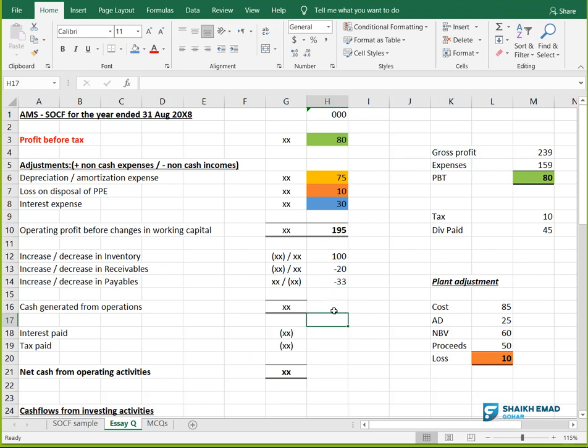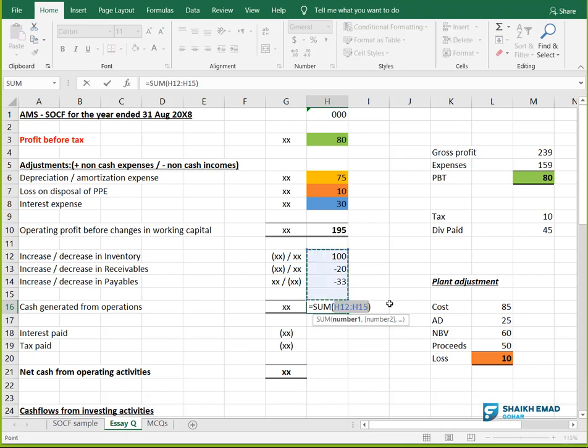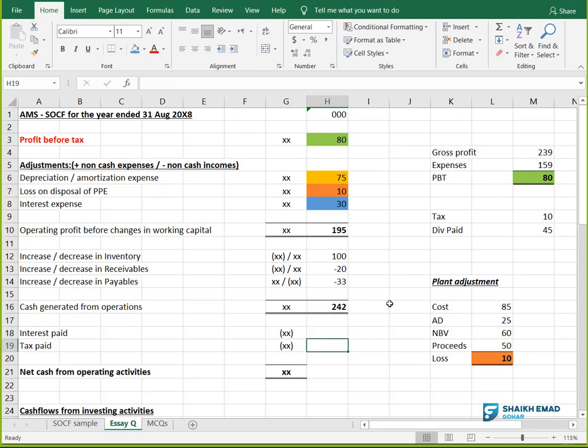So moving on, my friends, we got our cash generated from operations, which is 242. Okay, this is the second stop. After this, we need to see how much interest we actually paid and how much tax we actually paid. How do we know this?